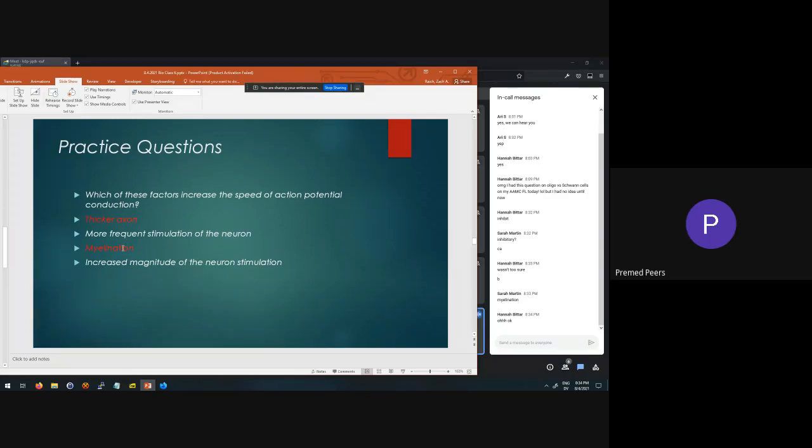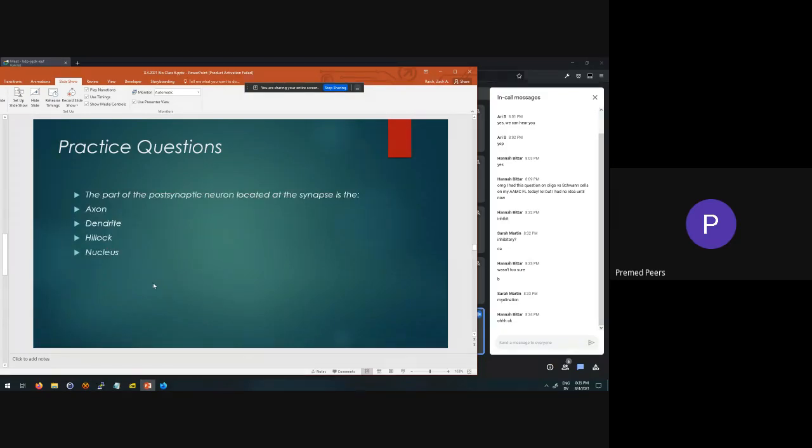But myelination, that's also structure of it. With myelination, we've now forced the action potential to jump across those nodes of Ranvier, which makes it faster. And again, increased magnitude of the stimulation? No. If you leave that depolarization there for a long time, you might have a whole bunch of action potentials, very quick, frequently. But again, the actual magnitude or speed of those action potentials never changes.